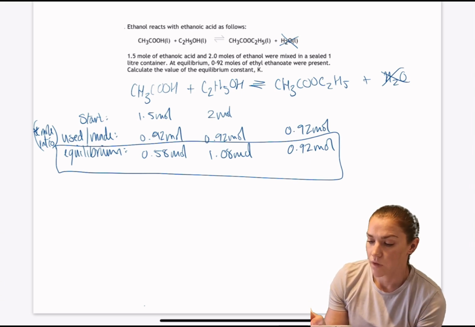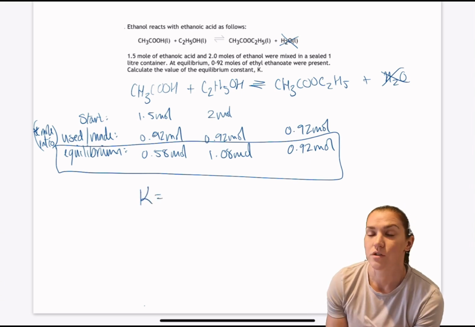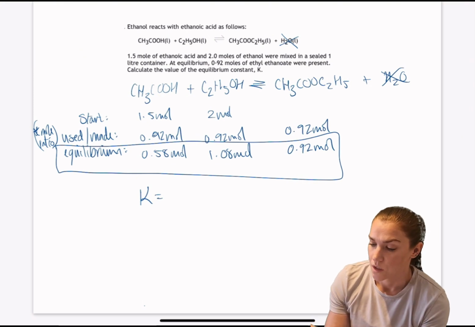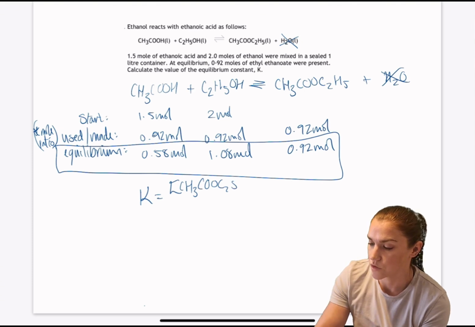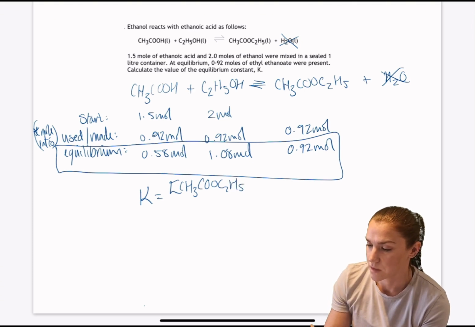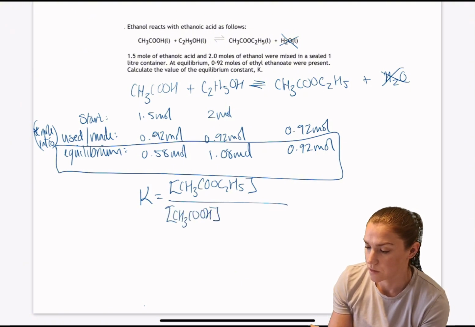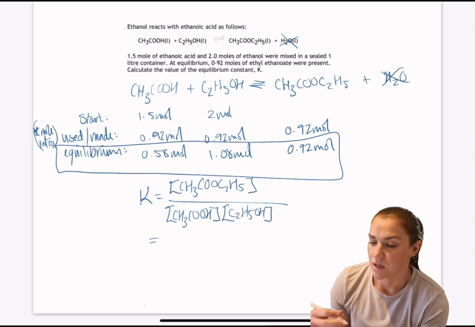We can then write our equilibrium expression in order to calculate the equilibrium constant. So remember, it's always products over reactants, so it'd be the concentration of CH3COOC2H5, and the water is omitted because it would be assigned the value of 1 anyway. And then the concentration of CH3COOH times the concentration of C2H5OH.